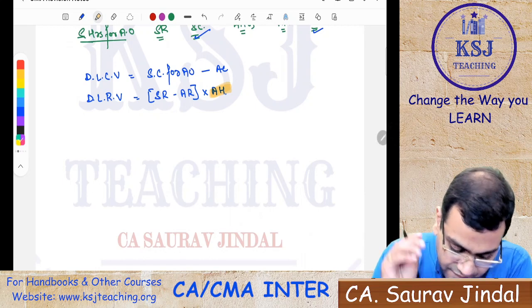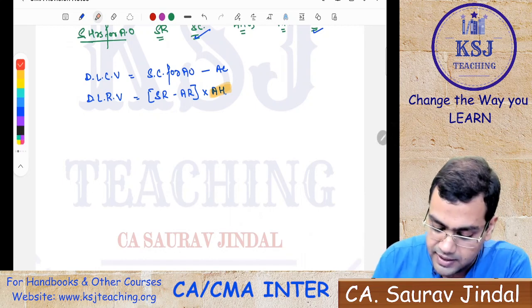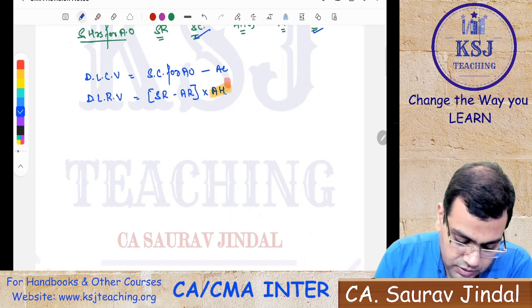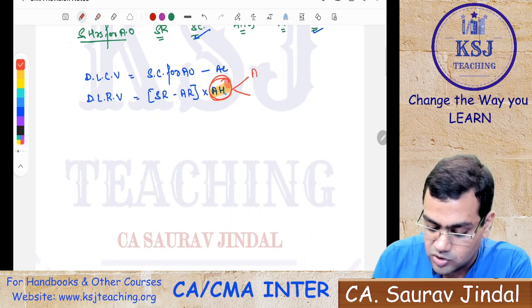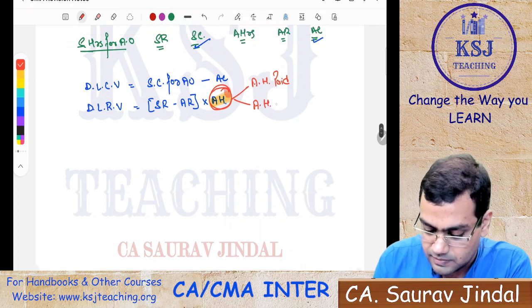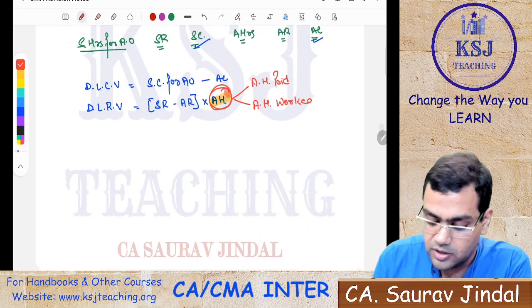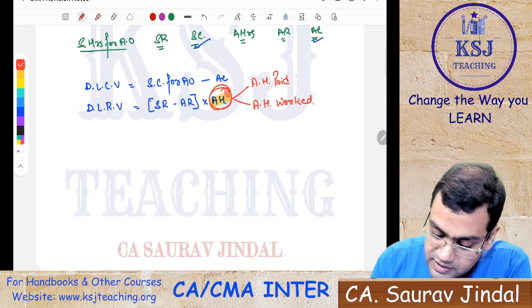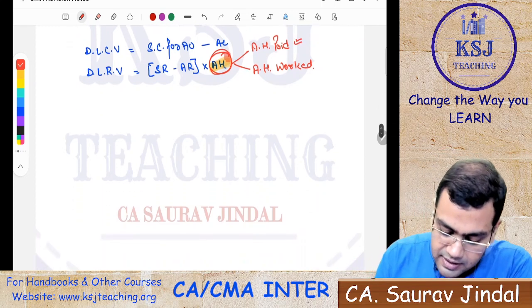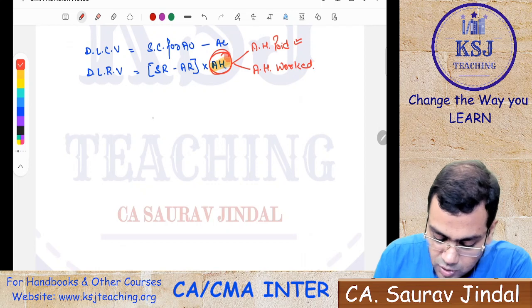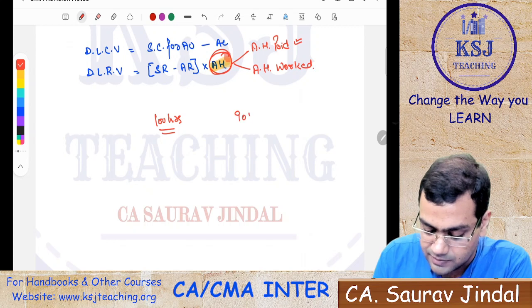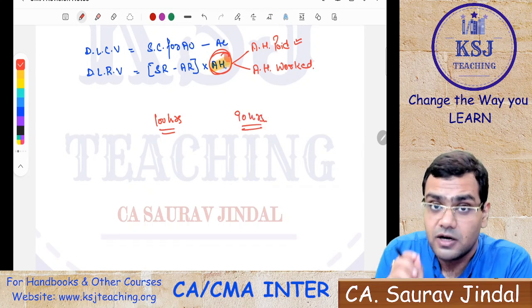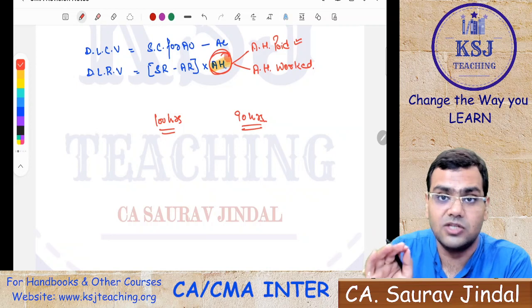Now again, one very important point that you have to remember here when we are talking about this actual hours: this actual hours can be actual hours paid or actual hours worked, right? Which one you have to take? Sir, you have to take this one. It is quite a possibility. What is the difference between the two? Sir, you paid for 100 hours, whereas the worker actually worked for 90 hours, right?